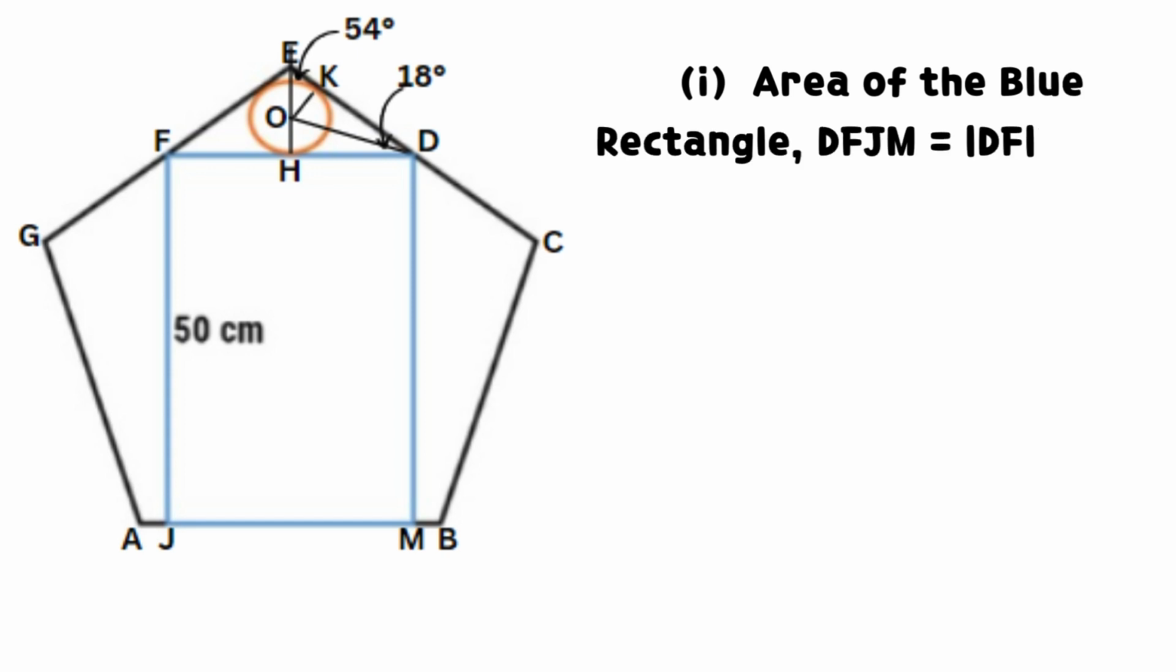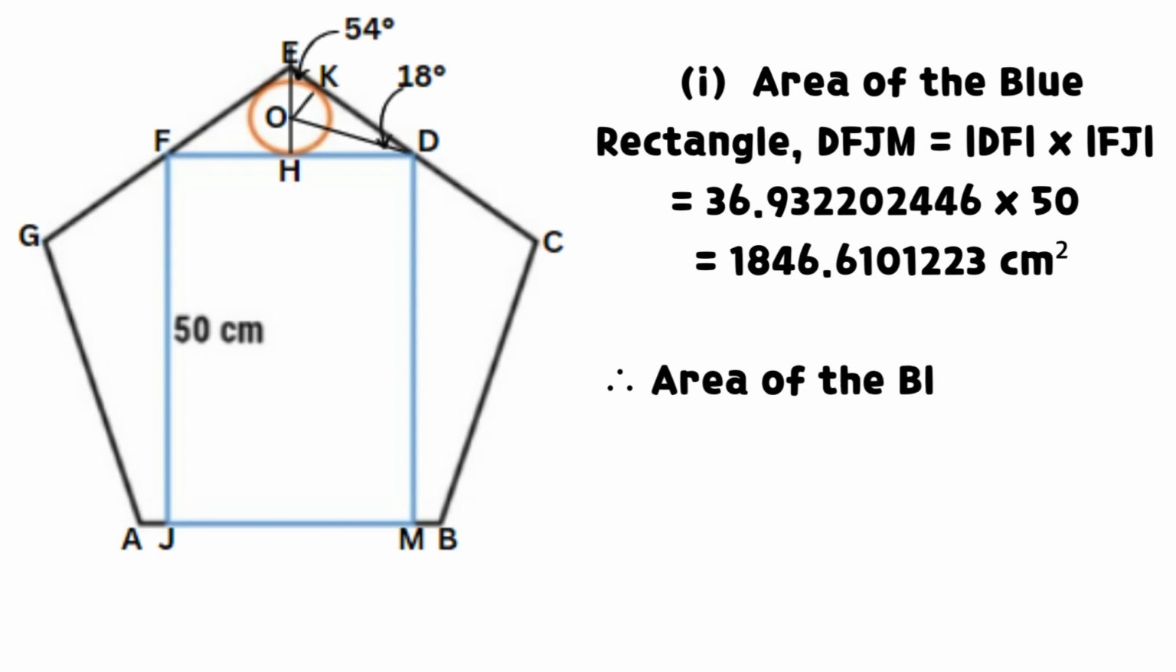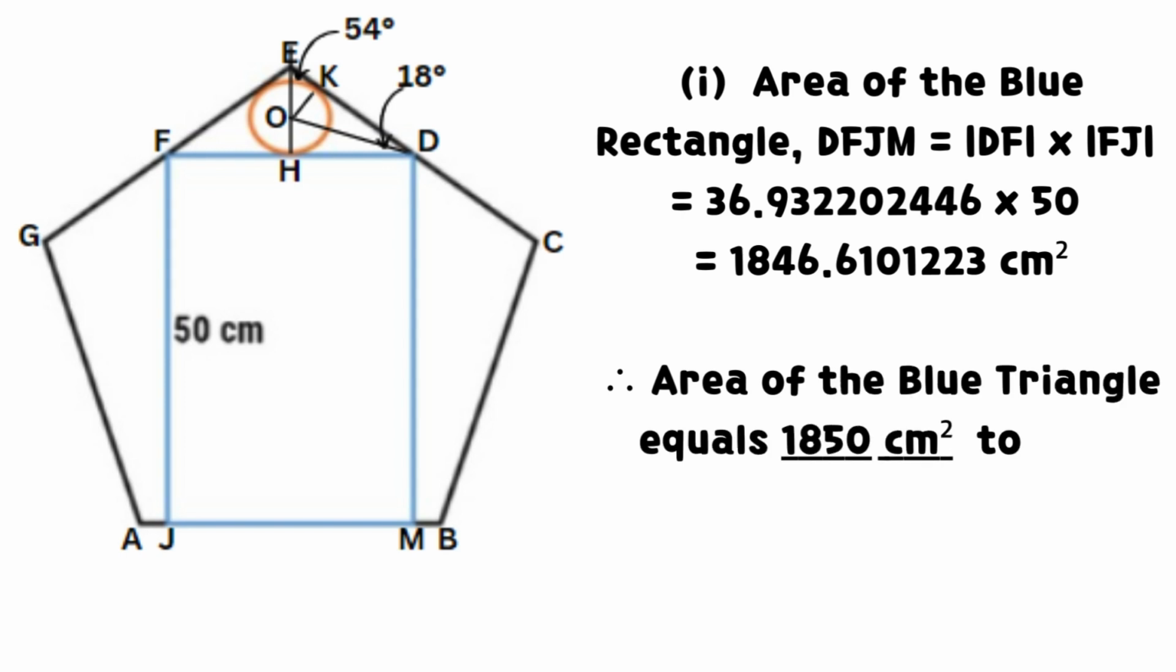For question 1, area of the blue rectangle DFJM equals length DF times length FJ, which equals 1846.6101223 square centimeters after substituting values obtained. Therefore, the required area of the blue rectangle equals 1850 square centimeters to 3 significant figures.